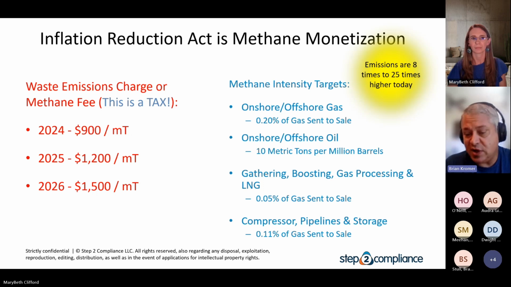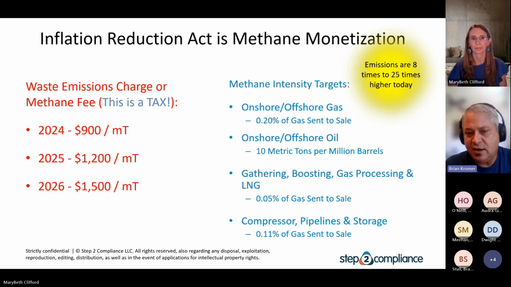So we're consuming the natural gas that we're pulling out of the ground as we're transporting it through our compression, that shrinkage, right? So it's even lower than 0.2% of the total volume of gas we produce. It's based on what goes to sale. There's a different metric for oil. It's based on a metric tonnage per million barrels produced.